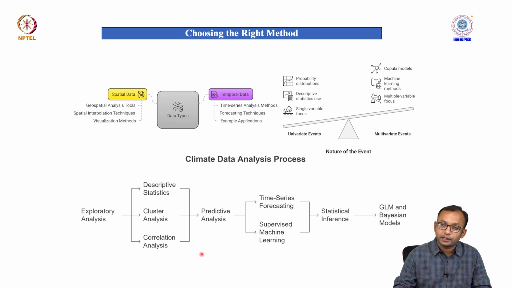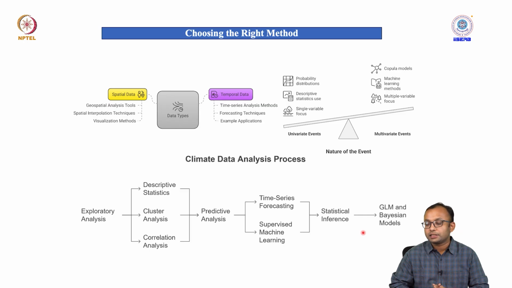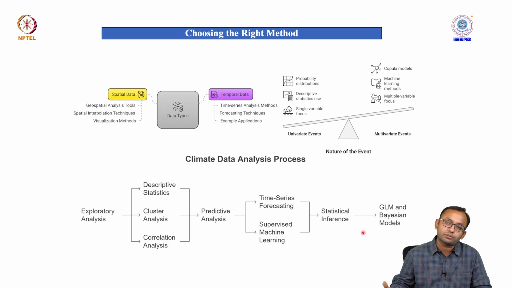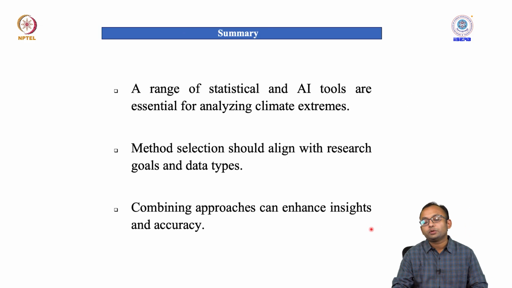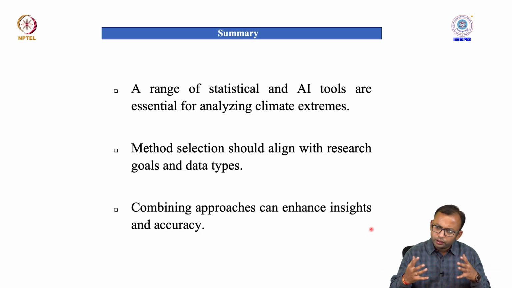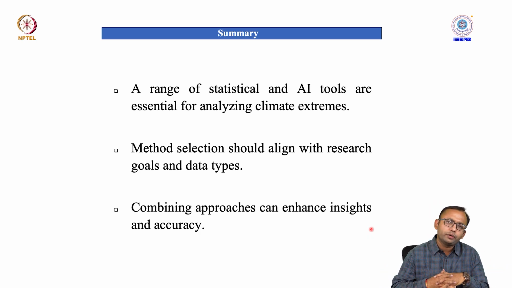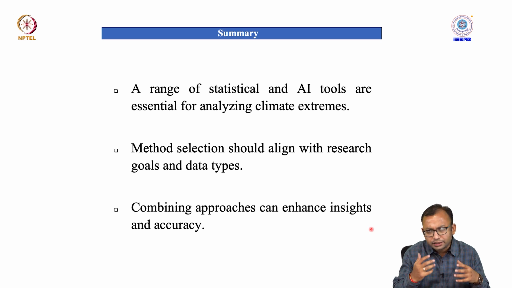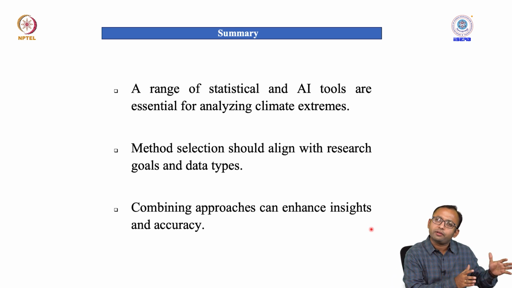Overall, in the climate data analysis process, we have to do exploratory analysis, descriptive, cluster and correlation analysis. Then we can move towards predictive analysis, time series forecasting and supervised machine learning or unsupervised methods. Then we can think about statistical inference, and then uncertainty analysis or error analysis. That can tell about the whole modeling process of the data set. So, this is overall a broad overview of how we can do climate extreme analysis using whatever we have discussed in the previous classes.